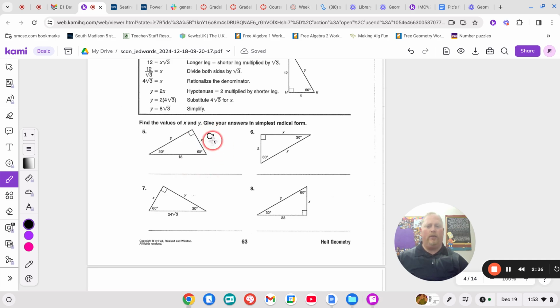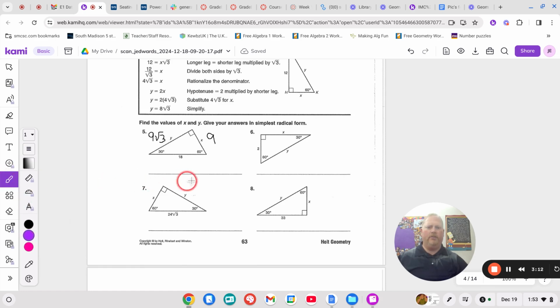Now that I've got the short leg, I can find the long leg by following the directions to go from short leg to long leg. We just multiply by square root of 3. So 9 square root of 3. For the 30, 60, 90 triangle, it's always multiplied by square root of 3. 45 triangles have square root of 2. This type of triangle has square root of 3. So there we go, question number 5. Easy peasy, all done.